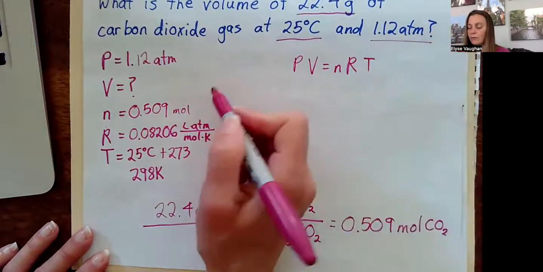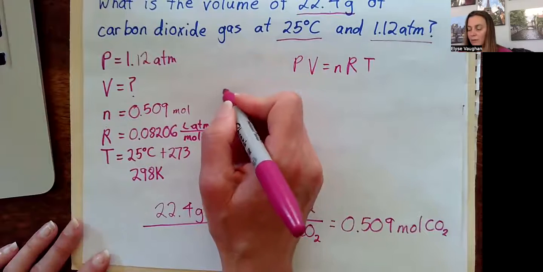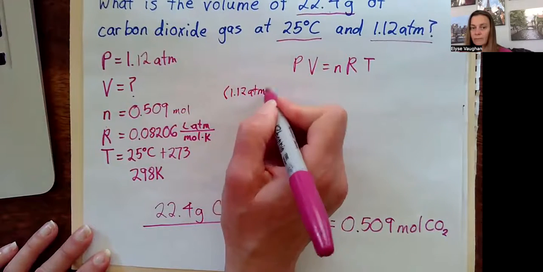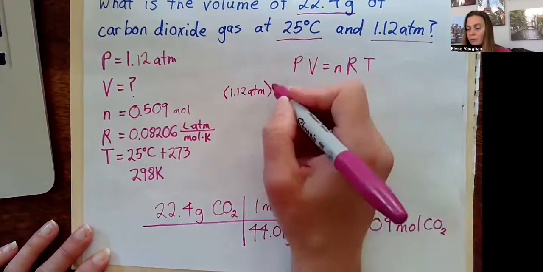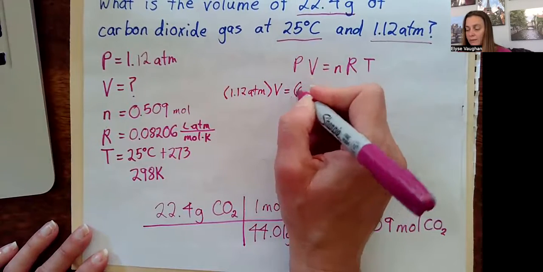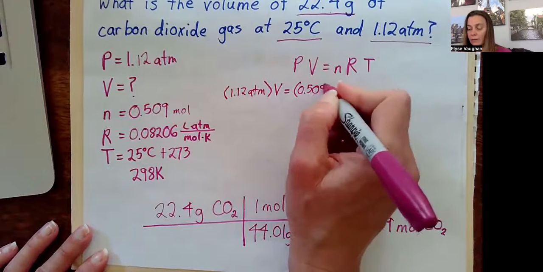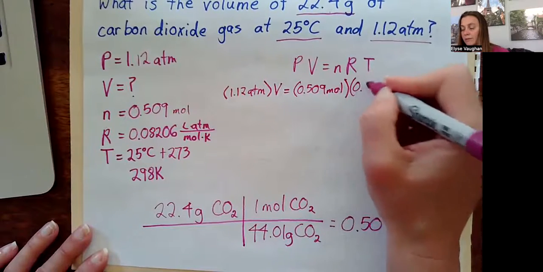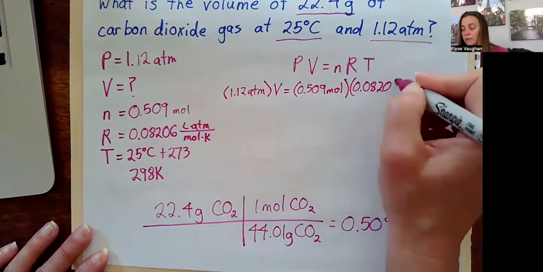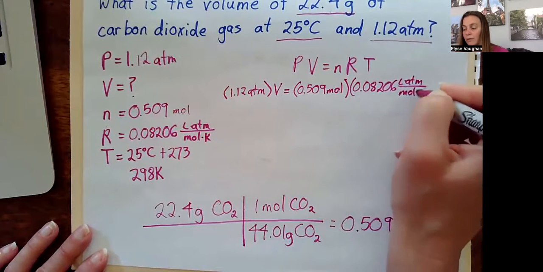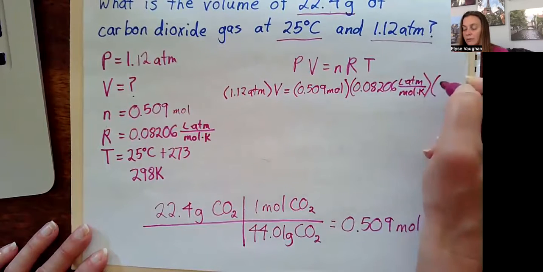And so now we're going to solve PV equals nRT. And we're going to start a little farther over to the left this time. So our pressure is 1.12 atmospheres. Our volume is what we're trying to find. N is 0.509 moles. R is 0.08206 liter atmospheres per mole Kelvin. And then the temperature is 298 Kelvin.